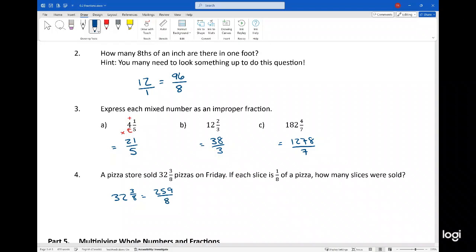And again, a reminder that you could check to see if that's in lowest terms, but because the original 3/8 was in lowest terms, the answer will also be in lowest terms. It's pretty much a guarantee. Now, if the original question wasn't in lowest terms, so for instance, if it was 32 4/8, that's 32 and a half, then we could definitely put it in lower terms.